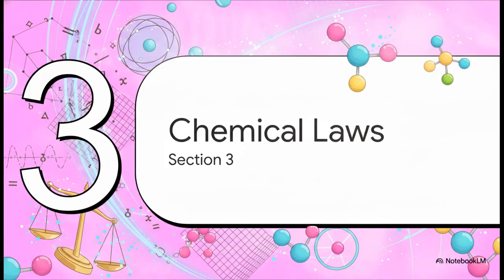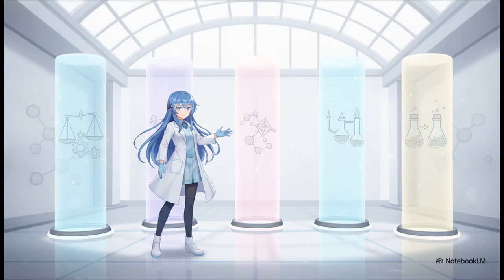Okay, Section 3, Laws of Chemical Combination. It's time to shift our focus to the strict mathematical rules governing how elements actually combine. There are 5 historic pillars that define exactly how chemical reactions occur. First up, the law of conservation of mass tells us matter cannot be created or destroyed during a reaction. Next, the law of definite proportion says a specific compound always contains the exact same proportion of its elements by weight.